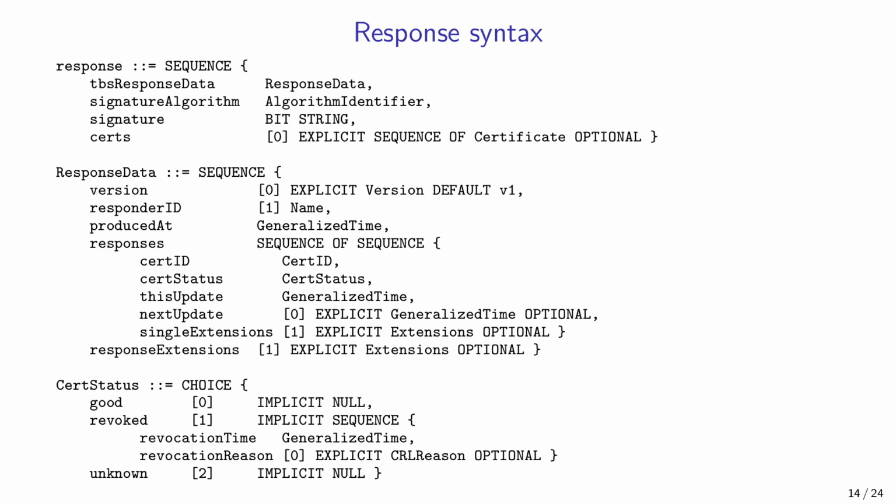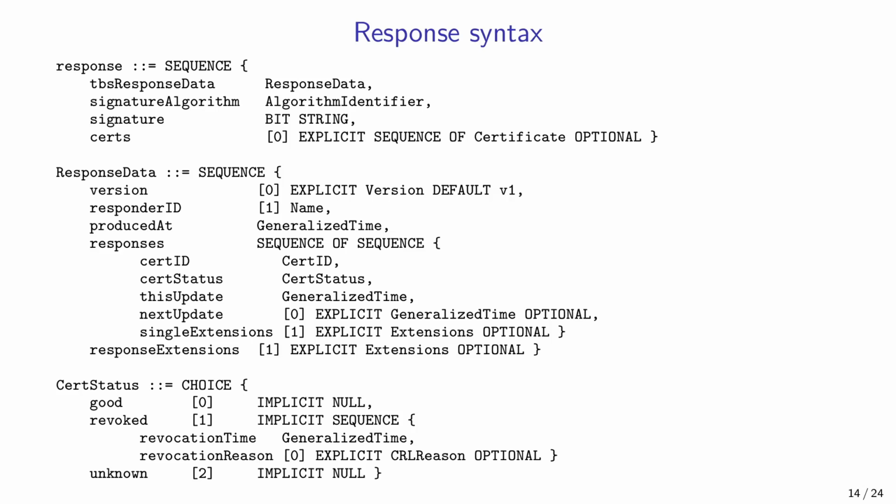The cert status field can contain 3 values: good if the certificate is valid, revoked if it is revoked with the revocation time and reason, and unknown if the OCSP responder does not know about such a certificate. For example, if it is asked to provide information for a certificate that the CA has not issued.